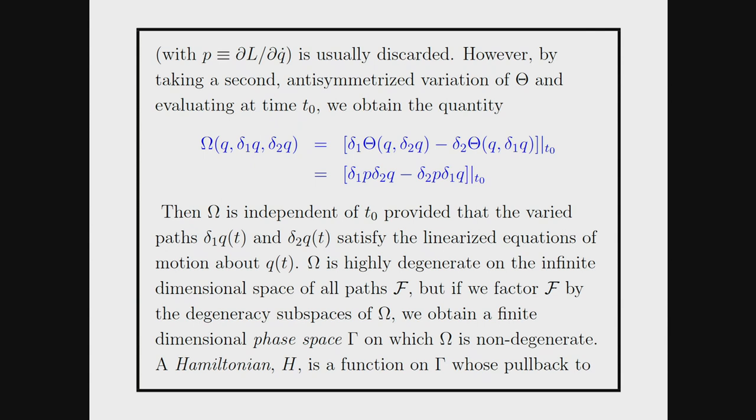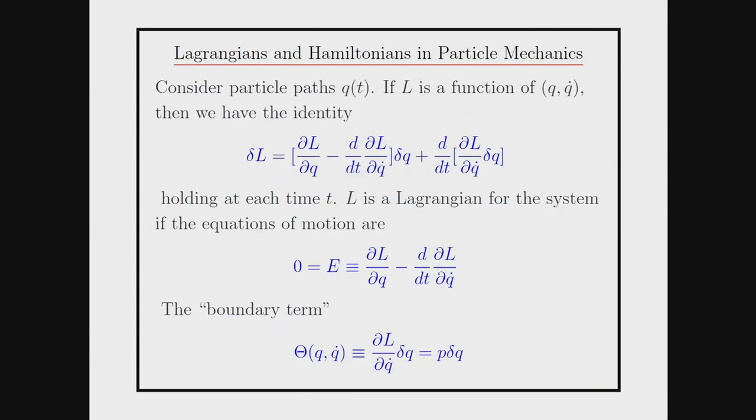Now we can obtain something quite important and interesting by taking a second anti-symmetrized variation of Q. I'll explain what I mean by the second variation and so on. Let me just get through this because this should look at least familiar to physics students. So what I mean is I've done one variation which I'm calling the variation of Q to some infinitesimal variation to some delta 1 Q. Now I'm going to consider another variation. I think maybe I should just say what I really mean.